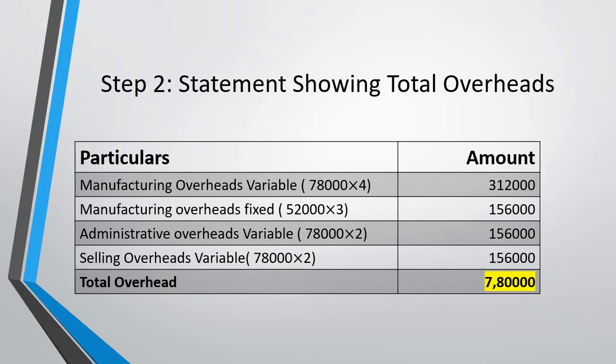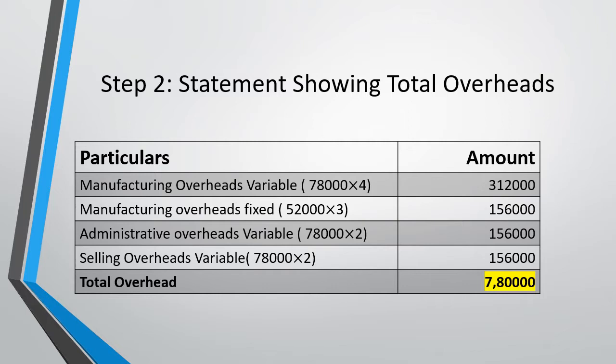Step 2 is the calculation of total overheads. You require two columns, particulars and amount. The information required to solve this part is given in the other information or data supplied with regard to the unit cost structure of the product at the current level. If you look there, the overheads are manufacturing overheads variable, manufacturing overheads fixed, administrative overhead variable and selling overheads variable. Using this information we will calculate the total overheads.